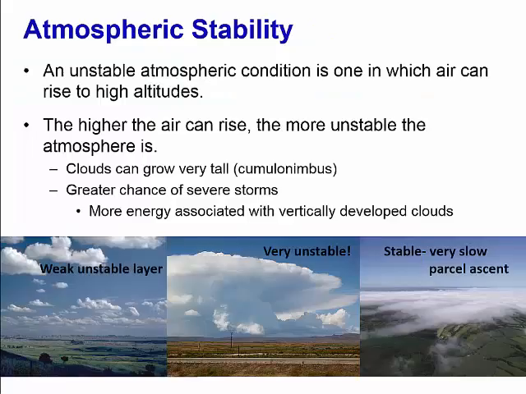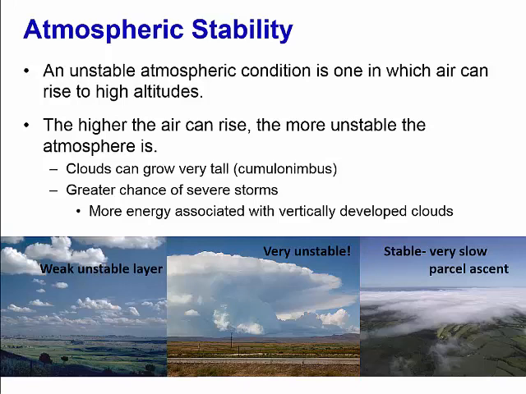The main point here is that it takes an unstable atmosphere to allow clouds to form by saturation and to grow vertically into thunderstorms, or what we call cumulonimbus clouds. The greater amount of instability in the atmosphere usually means that the thunderstorms can grow taller. Now, of course, there's varying degrees of instability.